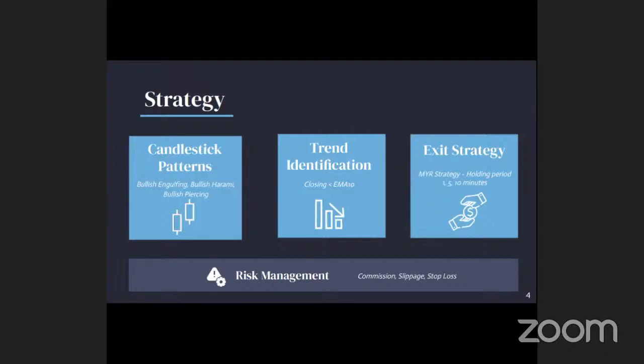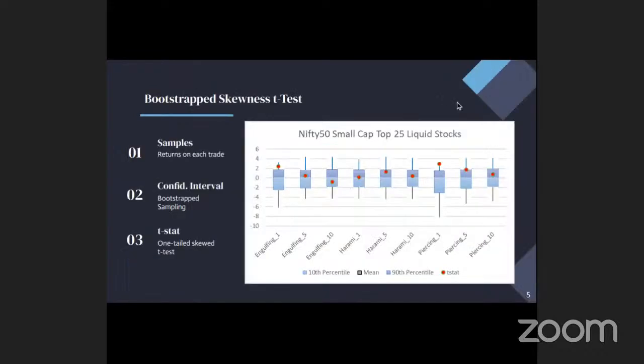On to the next slide, where we discuss the bootstrap skewness test. Since we are not following the assumption that our data is normal, the data is assumed to have some degree of skewness. Therefore, a skewness adjusted t-test is used to handle the bias of return and to test the profitability of candlestick patterns. Bootstrap sampling is performed in order to find the confidence interval to test whether we can reject the null hypothesis or not. Now, as you can see from the box plot, using engulfing patterns with holding period 1 and piercing patterns with holding periods 1 and 5 minutes, we are able to reject the null hypothesis.